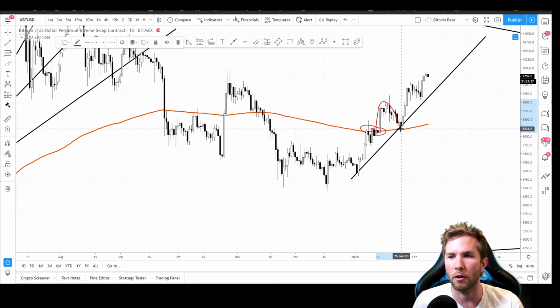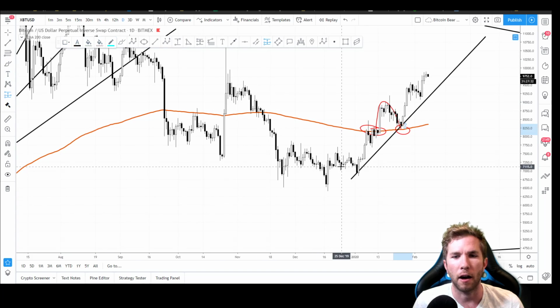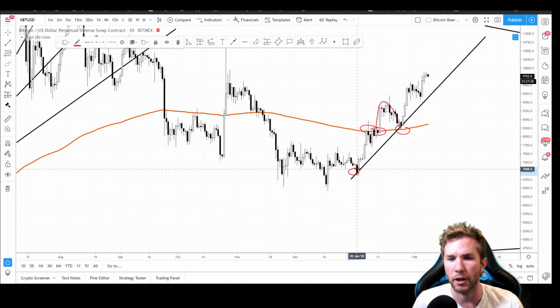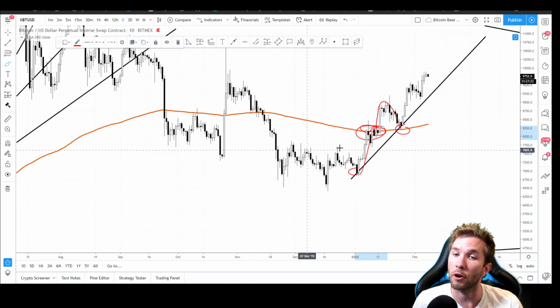Once it broke, this was the flip, and that's actually where I got long. I was bullish at 6,800. This is where I entered. I showed some of my trades on Twitter, and then I was bullish up to here, and that's where I got out of the market and I hedged.